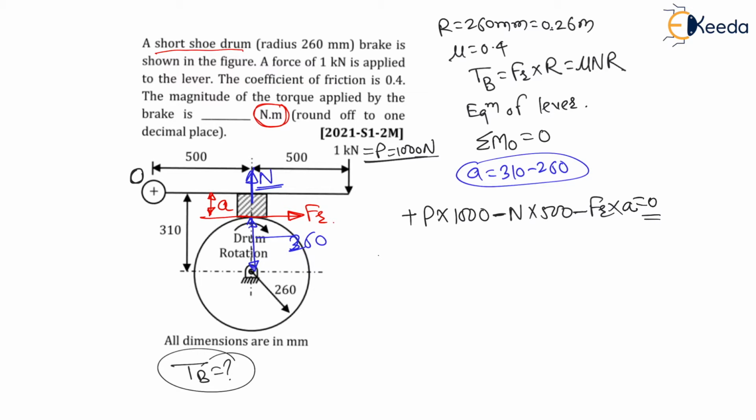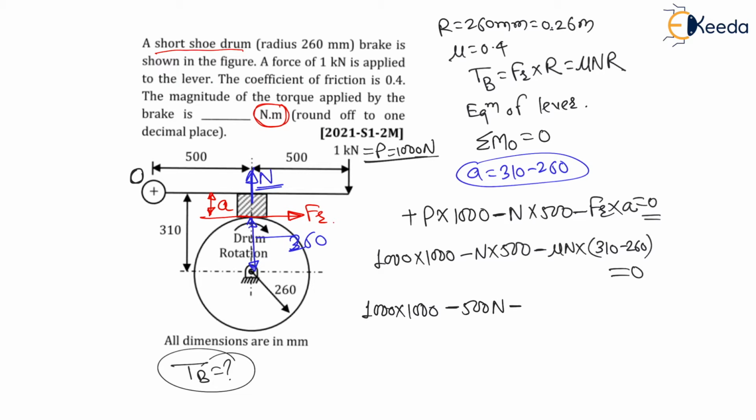Therefore, let us put the values. P is 1000 into 1000 minus N into 500 minus Fr, which is mu N, into A, which will be nothing but 310 minus 260, definitely is equal to 0. Now my dear students, in this complete equation only N is unknown because the coefficient of friction mu is also given. Therefore, if I solve this, 1000 into 1000 minus 500 N minus mu, 0.4, into this value, which will be 50, into N will be equal to 0.